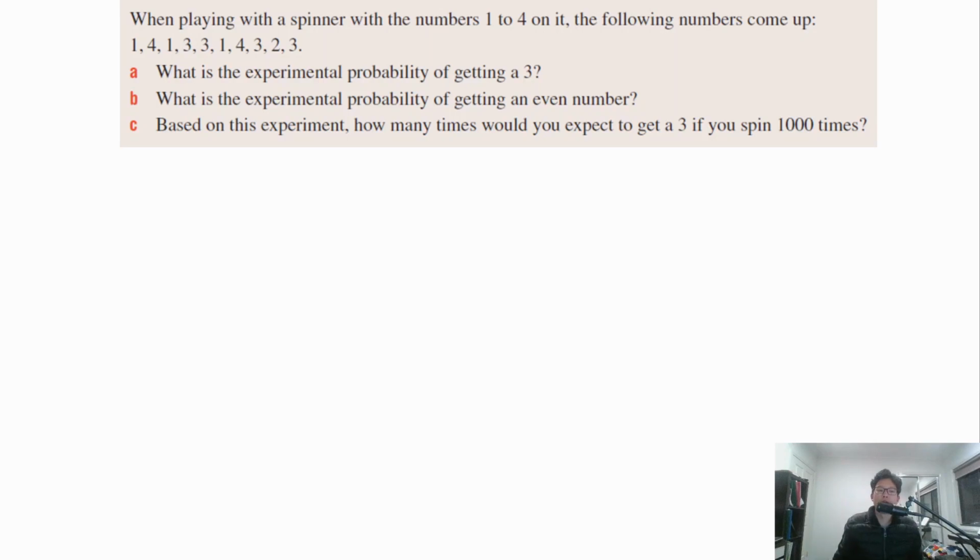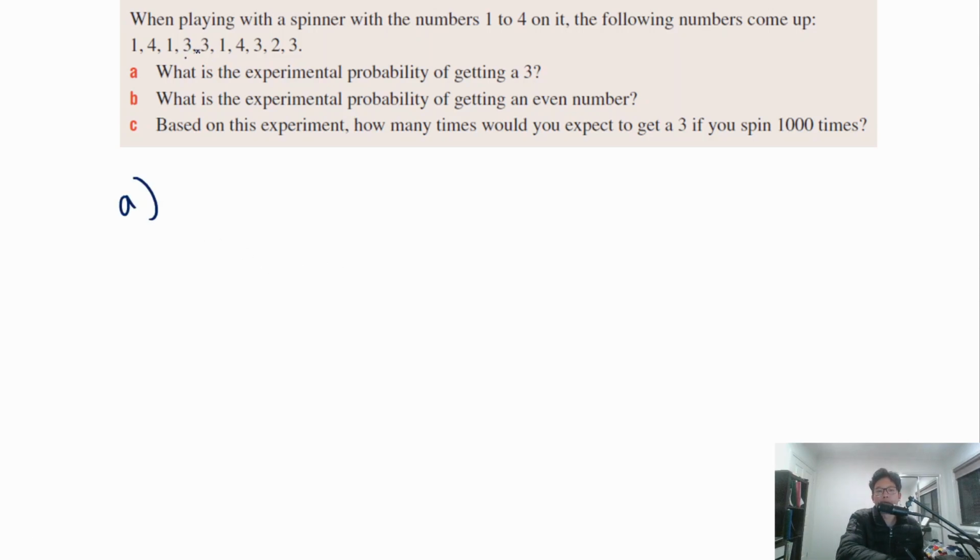Right, so let's have a go at an example question here. It says, when playing with a spinner with the numbers 1 to 4 on it, the following numbers come up: 1, 4, 1, 3, 3, 1, 4, 3, 2, and 3. What is the experimental probability of getting a 3? So let's start with question A.